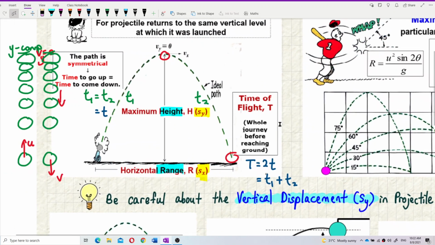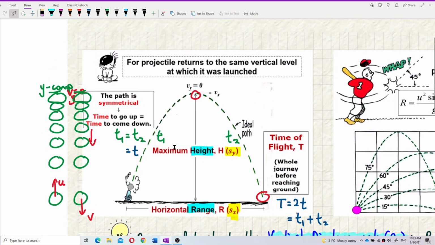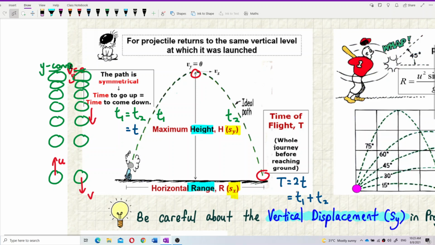So remember, in projectile motion, the Y component is actually a free fall motion. The time to go up is the same as the time to go down. So 1t, 2t. The total time is 2t.